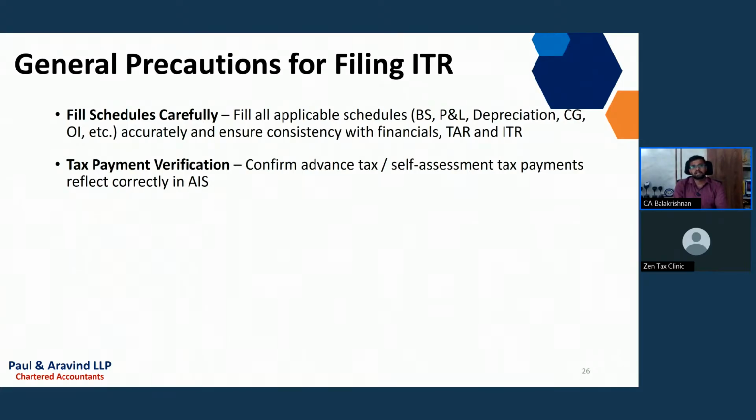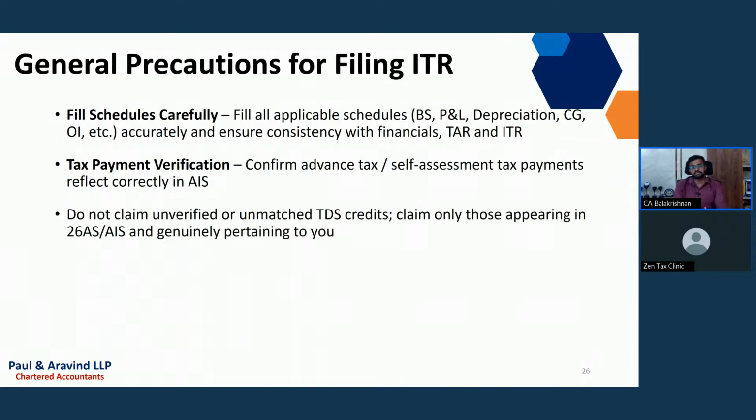And tax payment verification. We need to ensure that the advance tax has been timely deposited and the self-assessment tax payments reflect correctly in the AIS. In the earlier years, the self-assessment tax and advance tax were reflected in Form 26AS. From the financial year 23-24 onwards, advance tax and self-assessment tax will be reflected only in AIS. So ensure that the advance tax and self-assessment tax have been properly reported and reflected in AIS and correctly claimed.